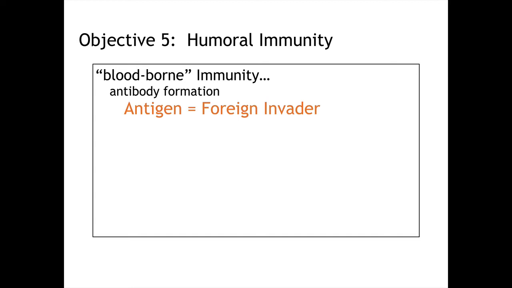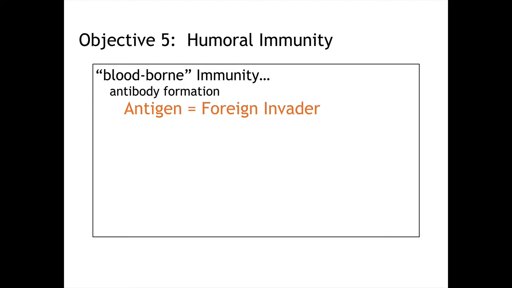All right, humoral immunity. Now this is blood-borne immunity. This is where we start to see antibodies. So I think we all know about antibodies and antigens, but just in case we don't know these terms, I should probably define them for you.